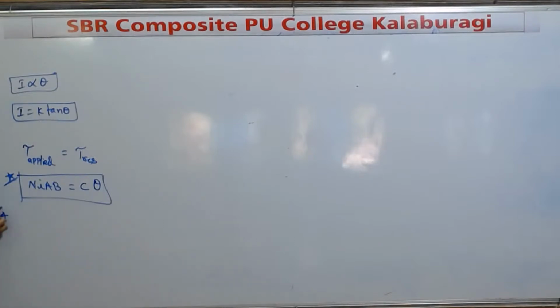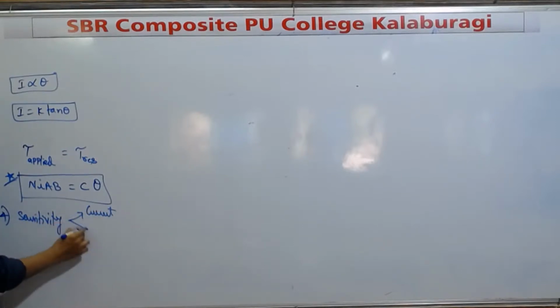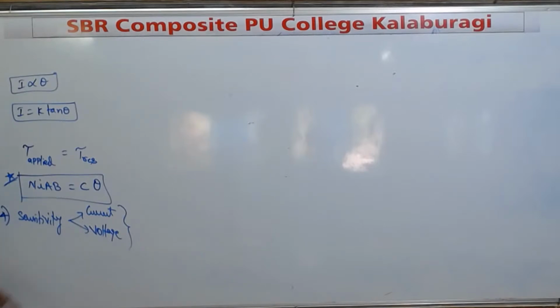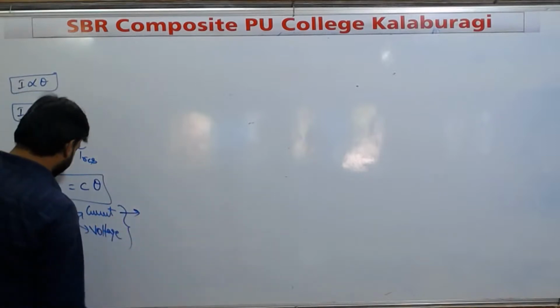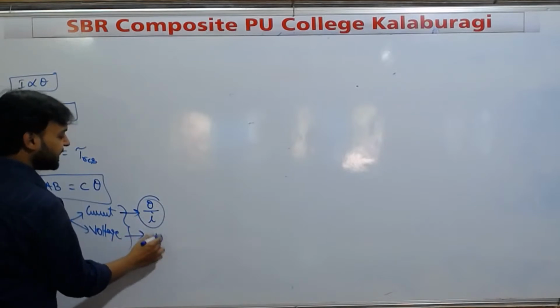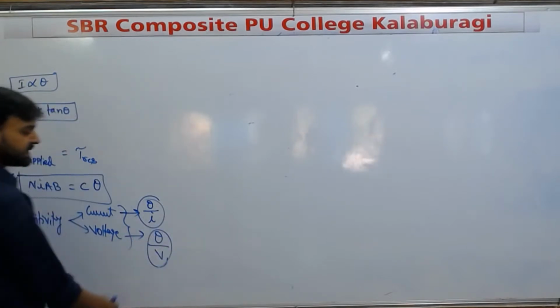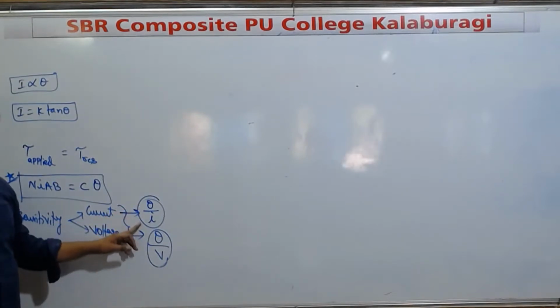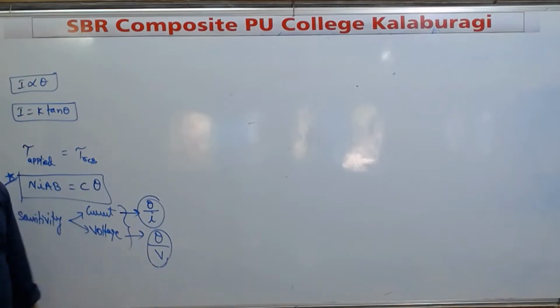Now, next point, sensitivity, very important. There are two types of sensitivities. One is current sensitivity, and the second one is voltage sensitivity. Formulas are important. Problems will come. What is meant by current sensitivity? Number of deflections per unit current. Voltage sensitivity is the number of deflections per unit voltage.